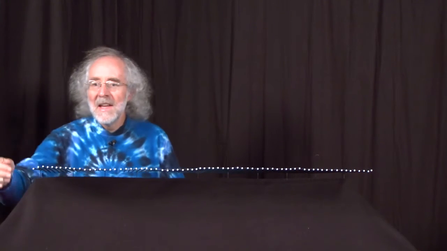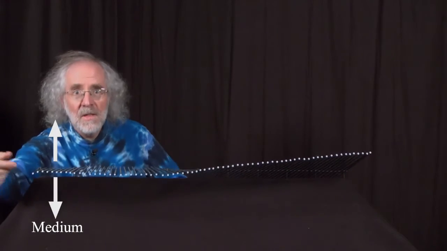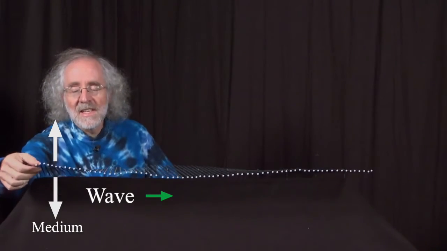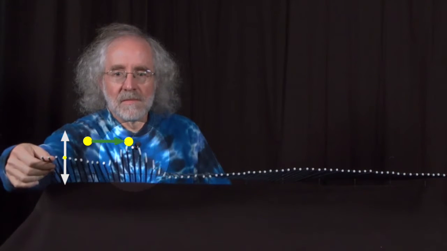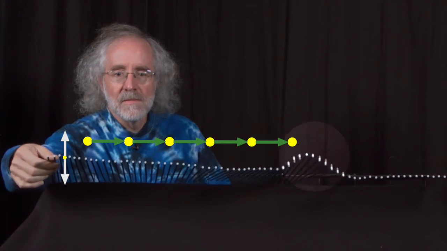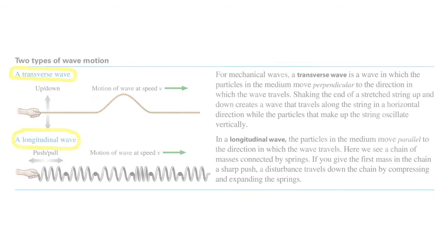So let's take a look. The tip of the rod moves up and down. The wave moves sideways. So this is a classic case of a transverse wave. The rods are moving this way. The wave is moving this way. And that's the first of the two types of waves that we look at in the chapter, the transverse wave. The other type is the longitudinal wave.